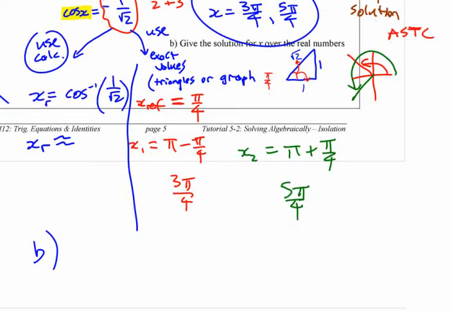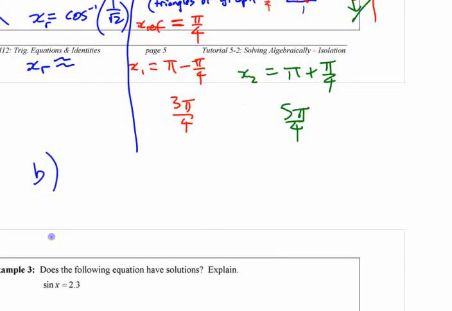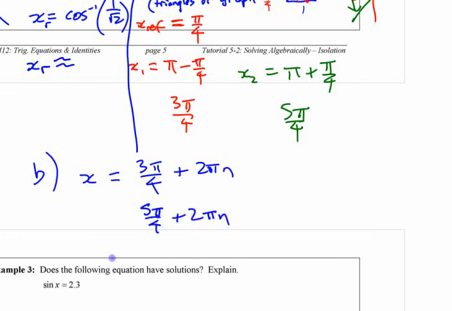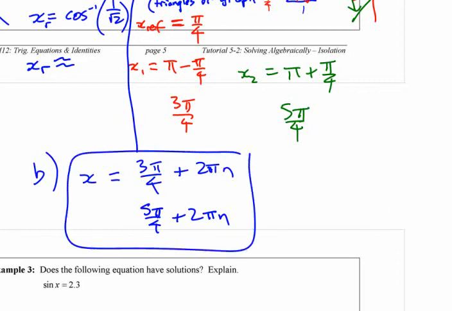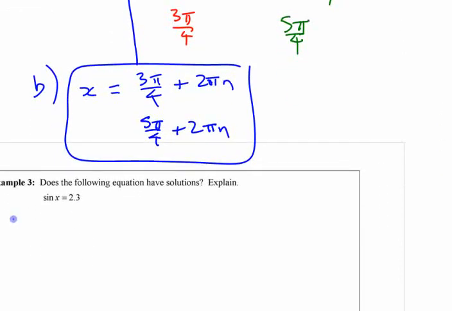Okay? You could use the calculator, but if you are able to use exact values, I'd rather have you use exact values. The general solution here is this plus 2 pi n, or the other thing, or 5 pi over 4 plus 2 pi n. That's the general solution. That's how you get all of your answers. Okay, it's an algebraic expression for all of them. Right?